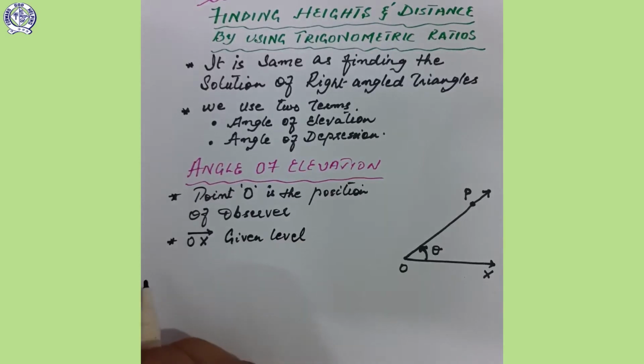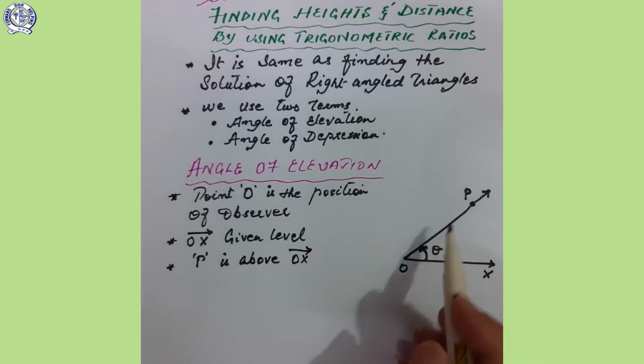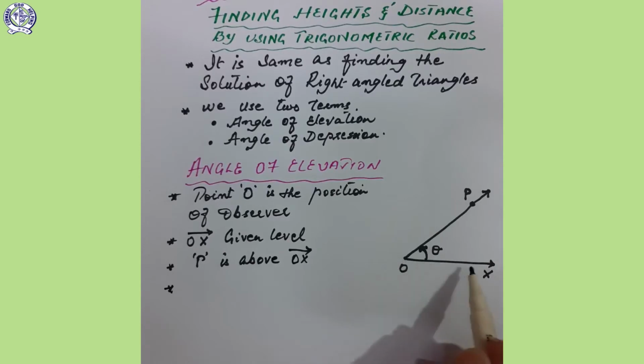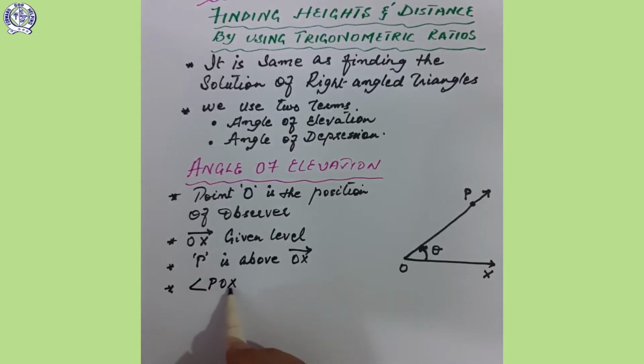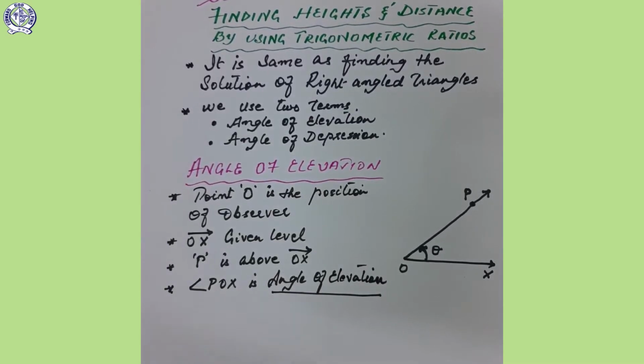Now point P is above OX. You can see point P is above because we have made the angle of elevation. So angle POX is the angle of elevation. This you have to remember: how to make the angle of elevation. Now we will make the angle of depression. How to draw the angle of depression.